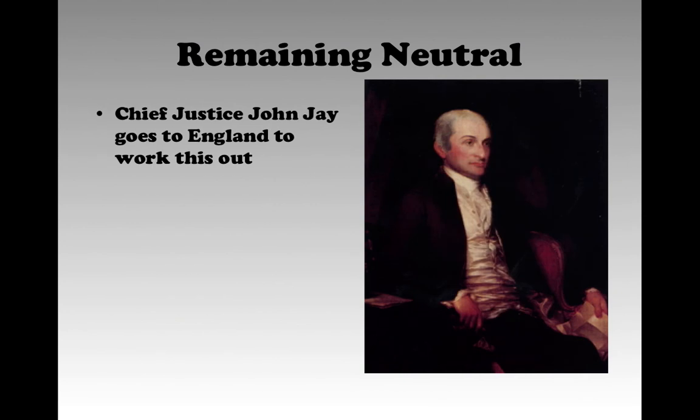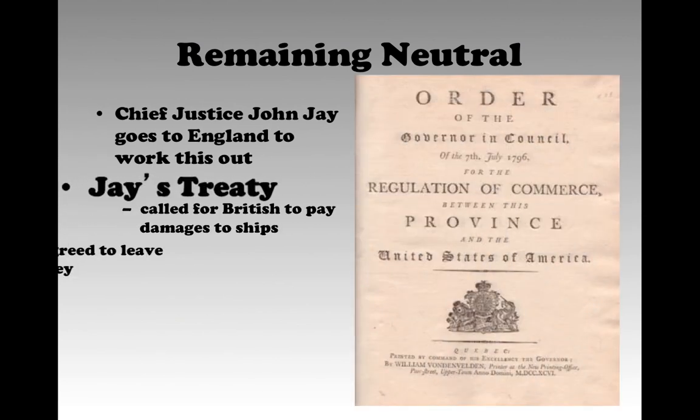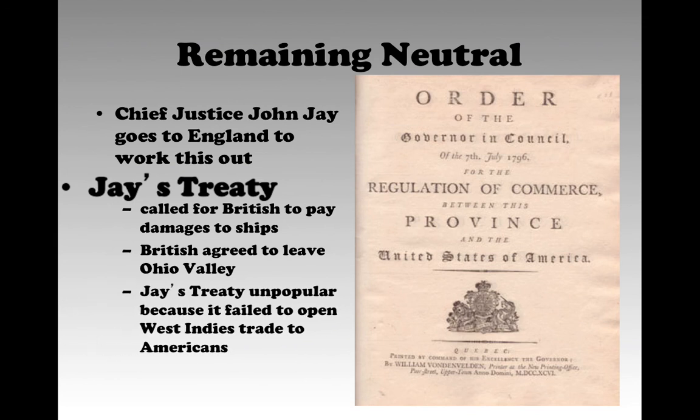One way they would deal with it would be Jay's Treaty. Okay, this was designed by Chief Justice John Jay, first Chief Justice of the U.S. Supreme Court. He would go to England to work out the problems that we had with Great Britain. The deal was that the British had to pay for any damaged vessels or ships, and they had to leave the Ohio River Valley. That was a security risk for the United States having them there. They lost the war, but yet they still held some ground out west. So it was important for them to leave.